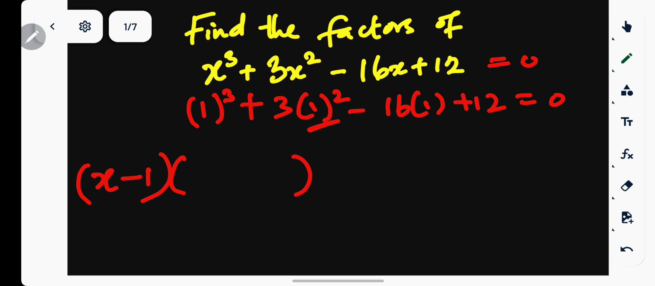So we need two other factors of this polynomial because the degree is a 3. So that is how you will get to know how many factors you are finding. The highest exponent, the degree is a 3, so I need 3 factors like this. Get it? Got it? Good.